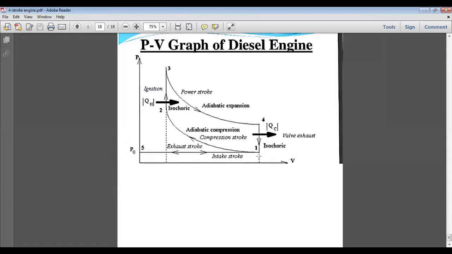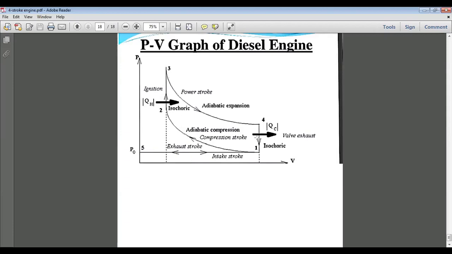Okay. Then after that, this is the compression stroke from 1 to 2, where the pressure increases and the volume decreases. Then from 2 to 3, the ignition takes place when the fuel is sprayed in, and the pressure in the engine increases to a high value.